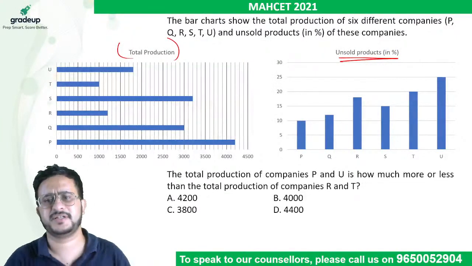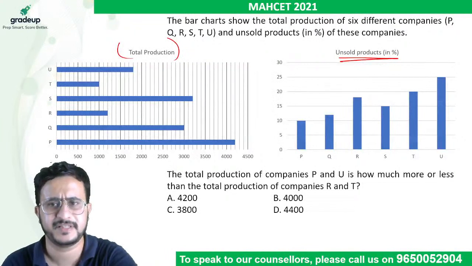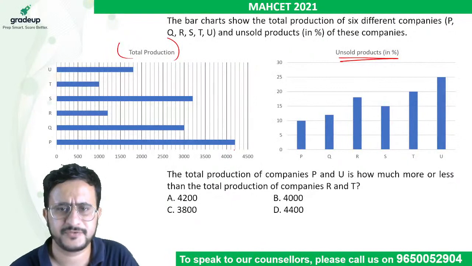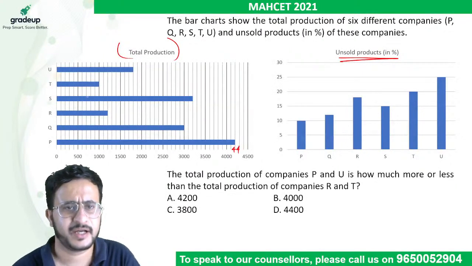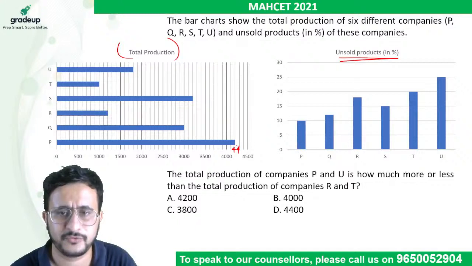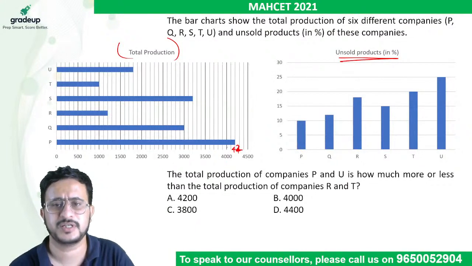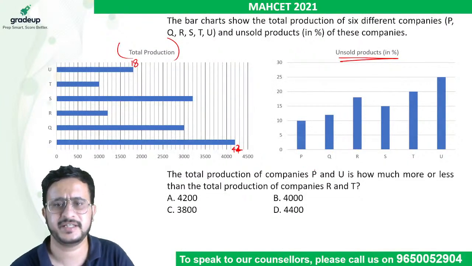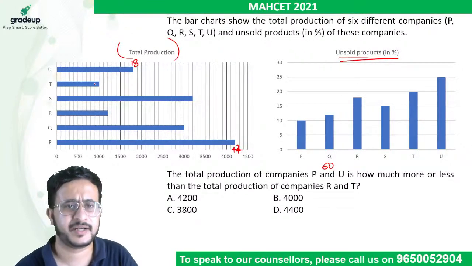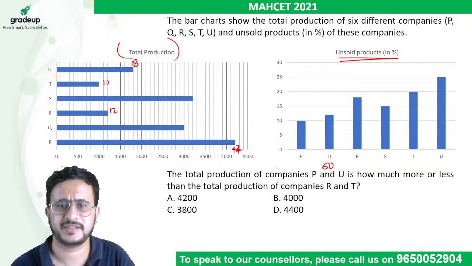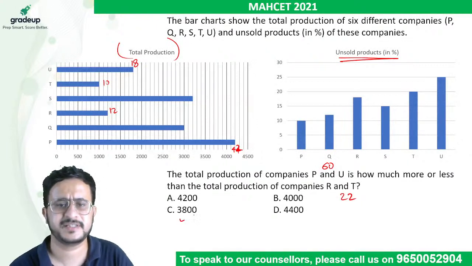So that is a very easy question. It talks about the difference in the total production. So the total production of P and U. P, the total production is 4200, and U, the total production is, sorry, not 42, 44. No, because every line is of 100, so this is 18. So 42 plus 18 is 60, and R and T. R is 12 and T is 10, that is 22. So the difference is 3800.